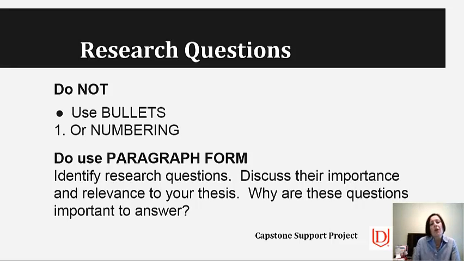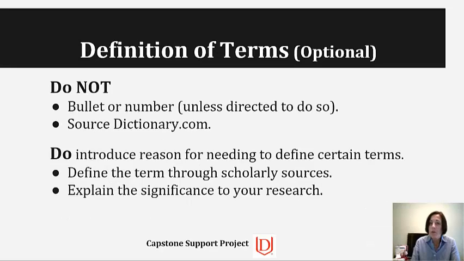Focusing on research questions. Often we see research questions and terms bulleted. This isn't the way they should be done. They should have their own headings, and you should not bullet or number them, but everything should be written in paragraph form underneath a heading. So you want to identify your research questions by discussing their importance and relevance to your thesis in a paragraph, and that is to say, why are they important questions to answer, and just go through your research questions and move on in paragraph form.